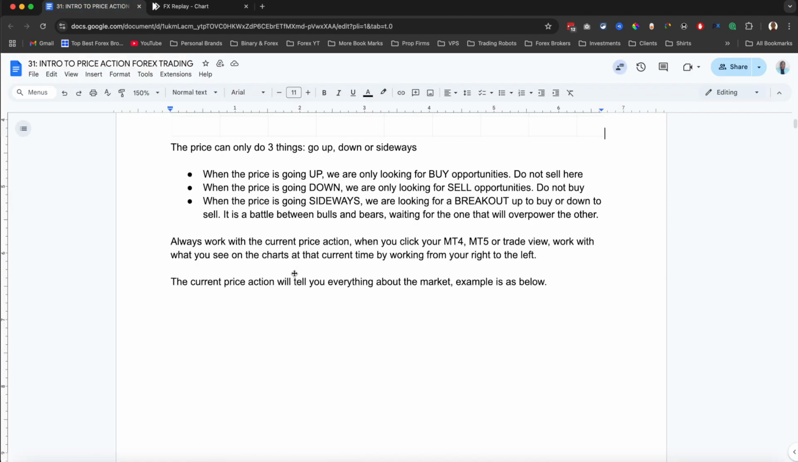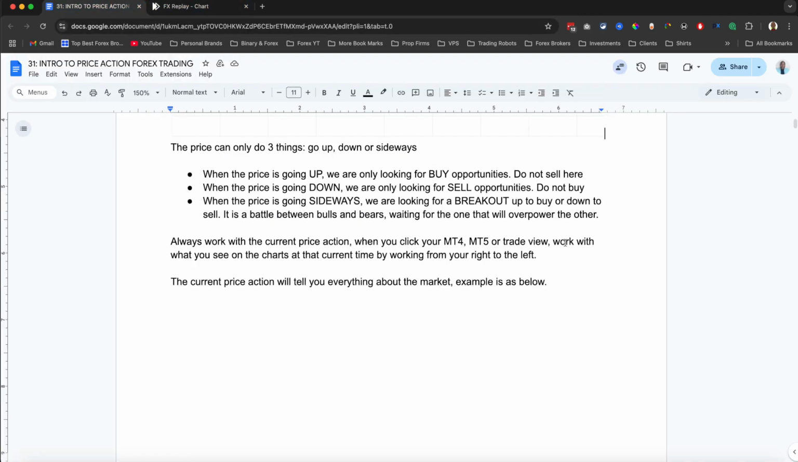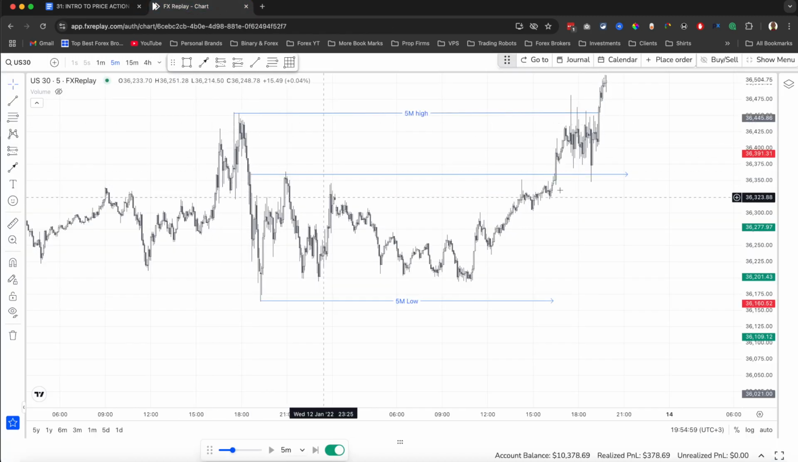That brings me to this point here. Always work with the current price action. When you click your MT4 or MT5 or TradingView, like this is now our replay working on TradingView, then we are only working with what we see in the charts, okay? And at that current time, working from right to left. So we are only dealing with what is current, and then working from right to left. It's simple.